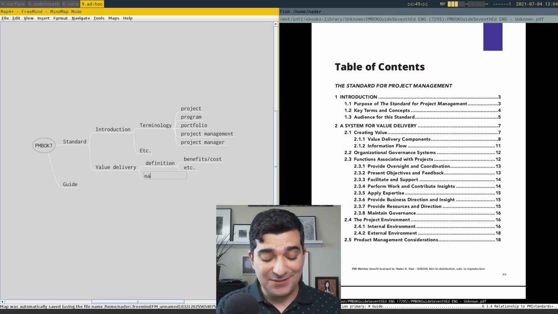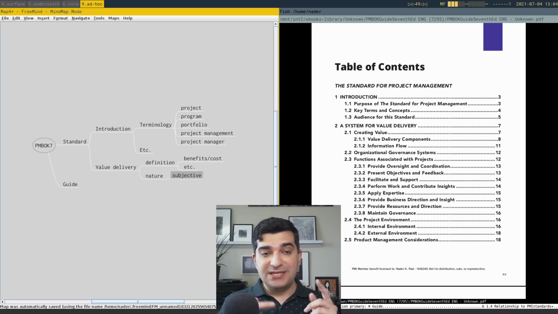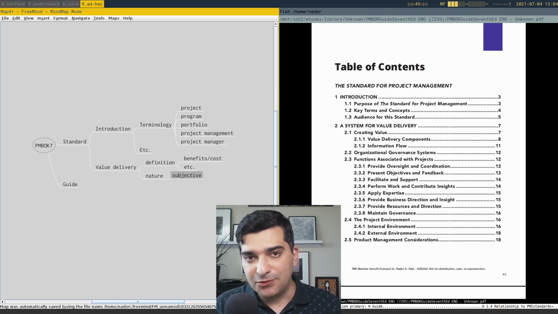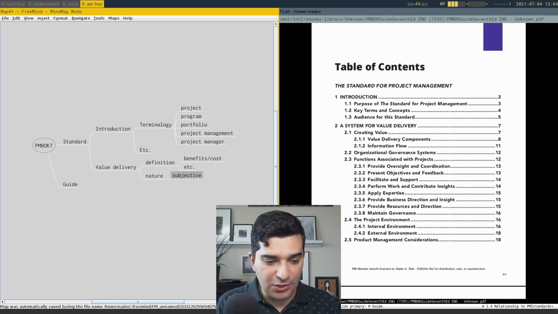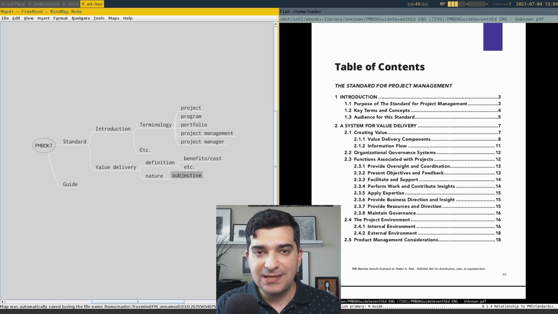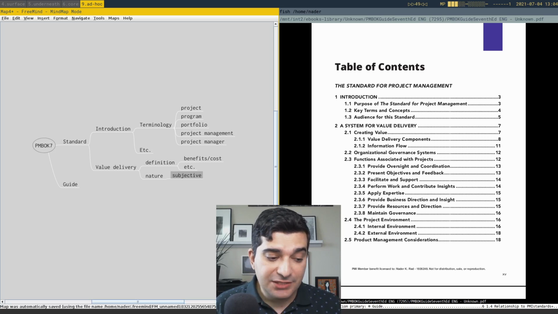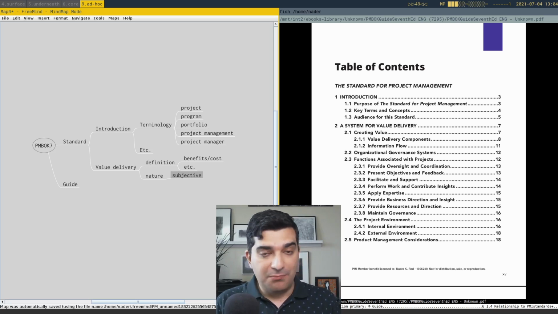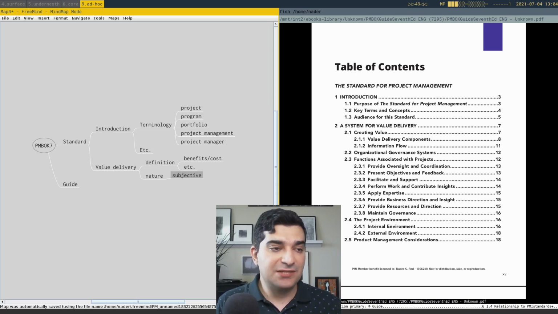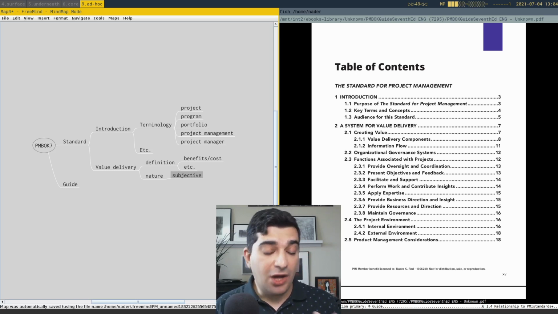Something else that we have to talk about is the nature of value, which is subjective, meaning that what is value for me may not be value for you. So in order to manage value properly, we really need to understand the parties who are involved in that value delivery system. And as you may know, it really primarily depends on the strategies, and that's what we do in the portfolio management system.